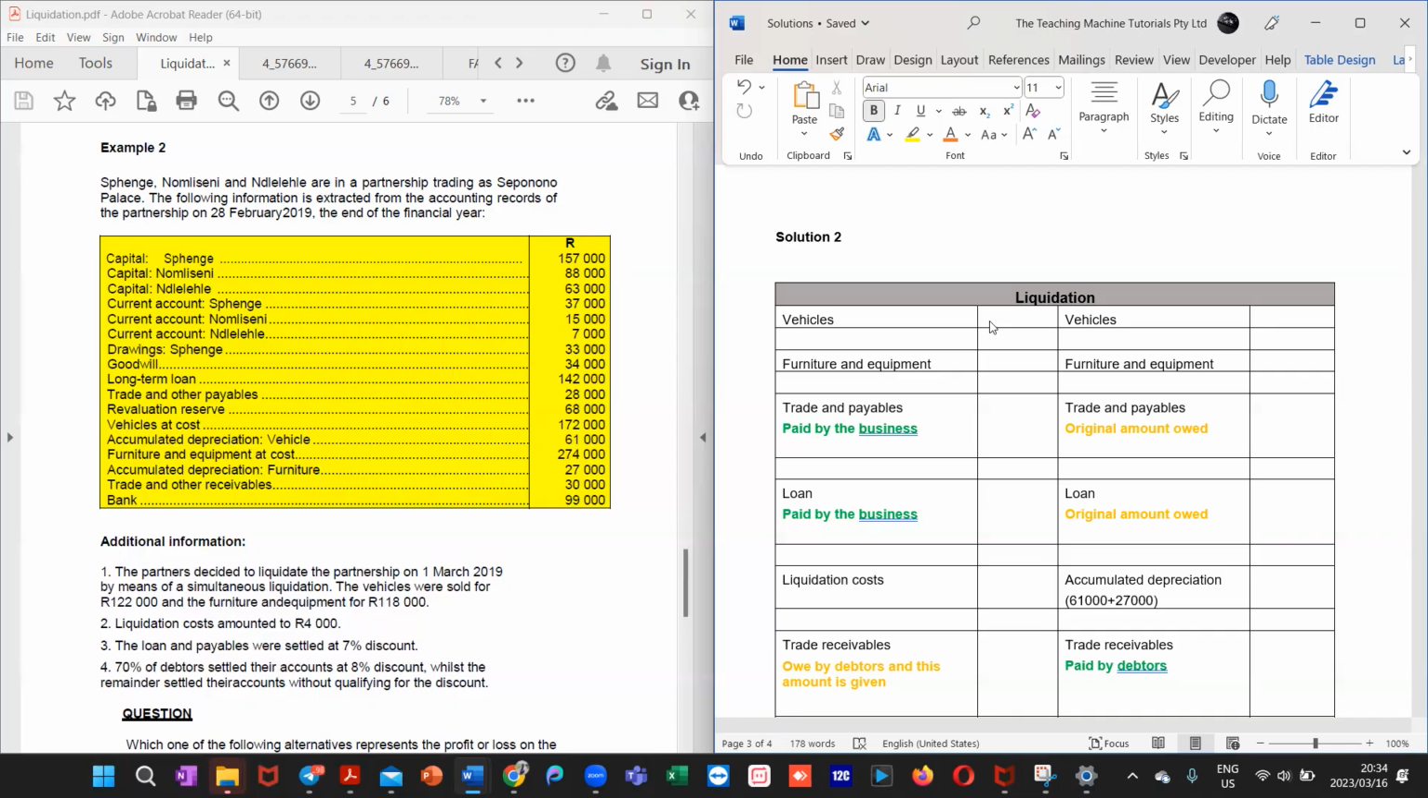The vehicles were sold for 122 and the furniture and equipment for 118. The vehicles were sold for how much? 122. That is the selling price. Remember, on the credit side, you record the selling price. On the debit side, you record the amount given in the table as the cost price. Vehicles at cost are given as 172,000. Okay, let me pause. I think I'm moving very fast. If you're lost, just tell me.